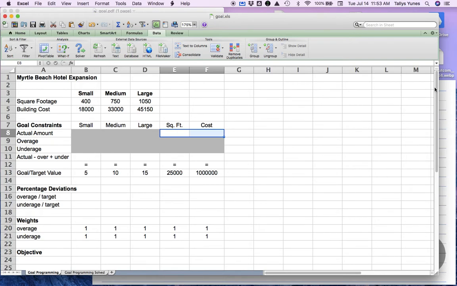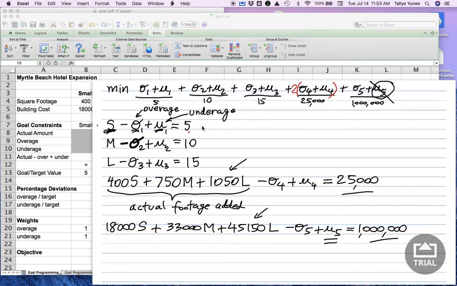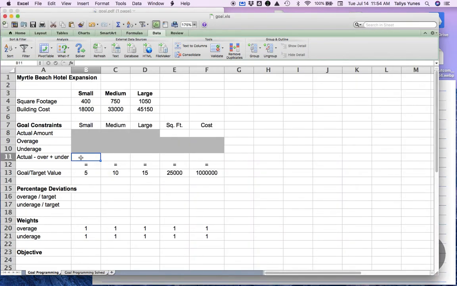And if you notice, the pattern of every one of these soft constraints is actual amount minus overage plus underage equal target or goal. Actual minus overage plus underage equal target. So this is the pattern. That part, the actual minus over plus under, I am going to put in row 11. And inside Solver, I will say row 11 has to equal row 13, which is where the targets are. So let's do that.